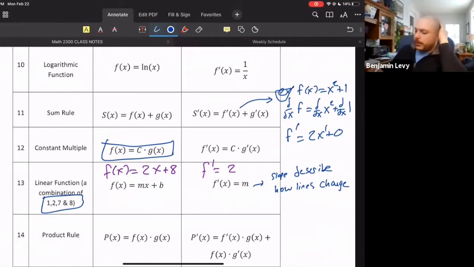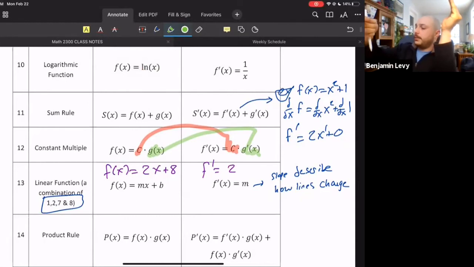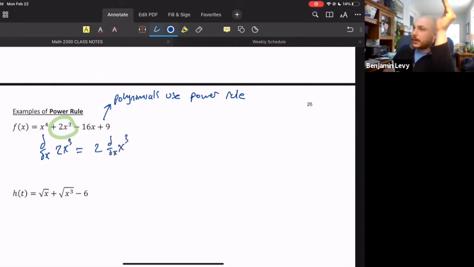Let's see here. We're almost there. With the constant multiple, it's just telling us if we have a constant times a function and we take the derivative, we just ignore the constant and we take the derivative of the function. Do you see how that's showing that here? It says C doesn't change. What changes is g turns into the derivative, right? So you just ignore the constant and work on the function. That applies here, because if you had something like this and you take the derivative, you ignore the number and you just focus on the x cubed.